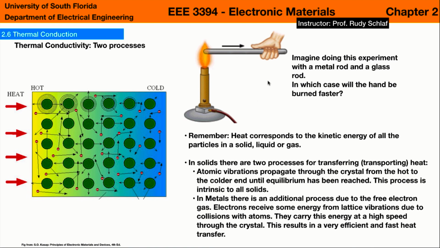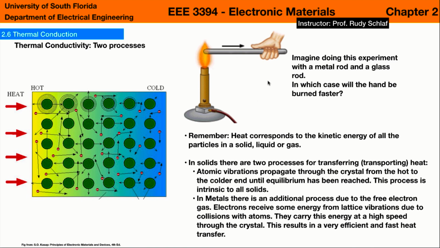So this simple experiment already shows you that metals somehow must have a great advantage when it comes to thermal conductivity. And of course we know what this advantage may be, because the thing that is different in metals compared to a glass rod is that metals have a free electron gas.